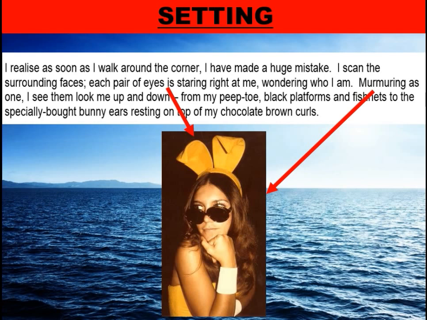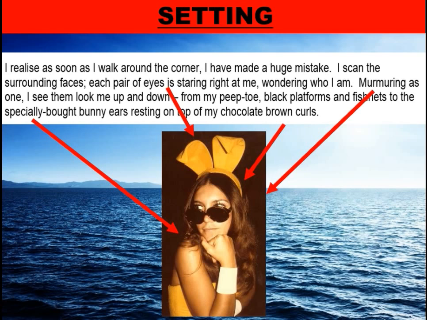Again, the use of the word murmuring shows us that something is wrong. So murmuring almost means people gossiping, or the impression of maybe people talking behind this person's back. The fact that they're specially bought, so that phrase tells us this isn't a person wearing a ball gown or jeans and t-shirt. Straight away, this has been bought for a specific reason. And the brown curls gives a bit of a description of the main character.